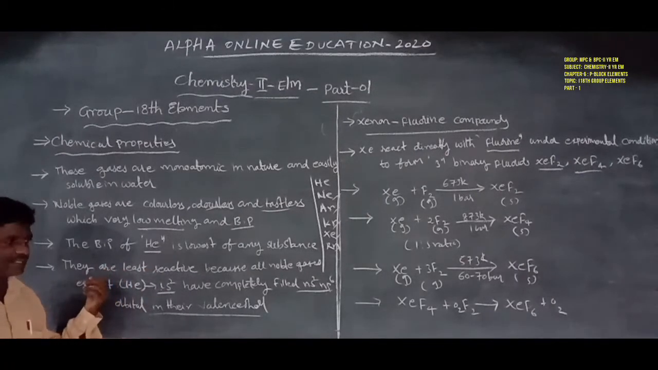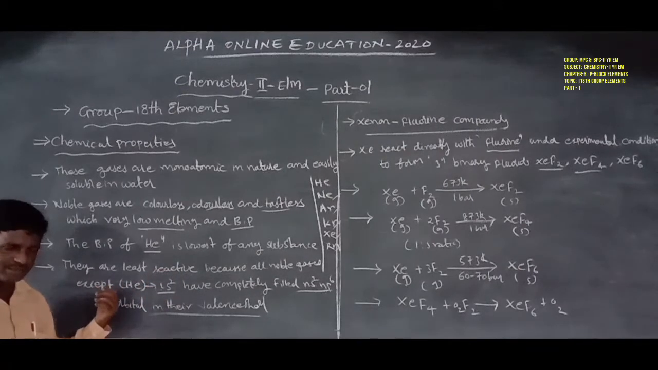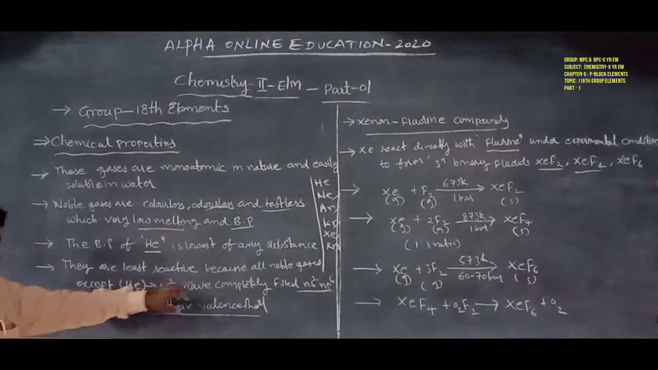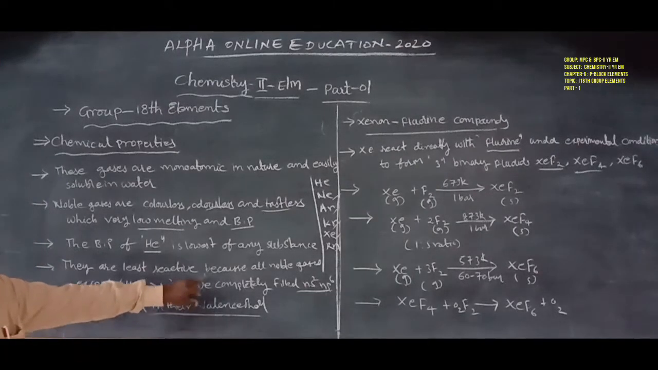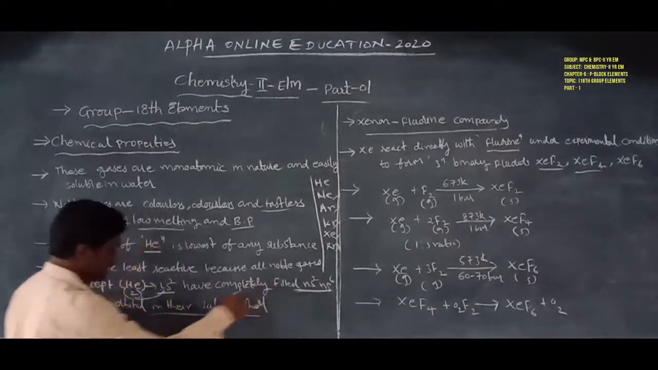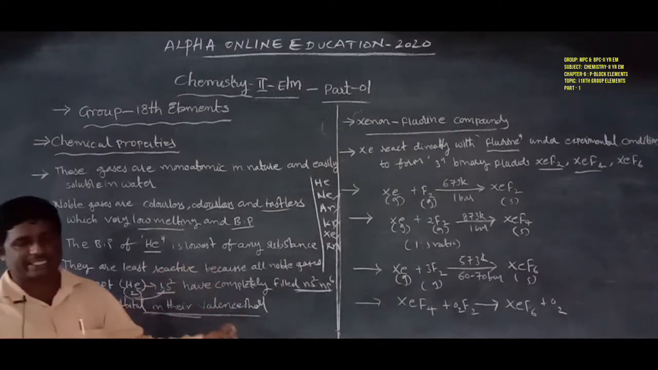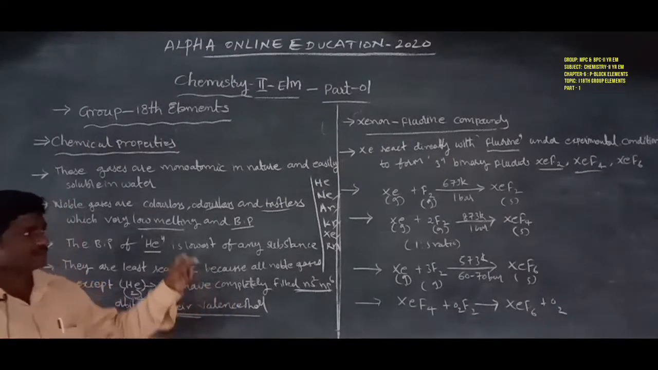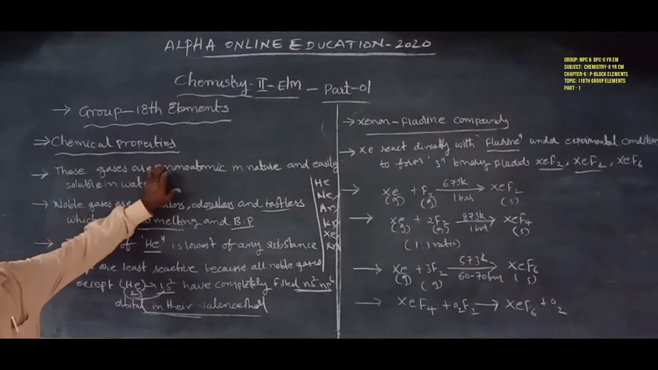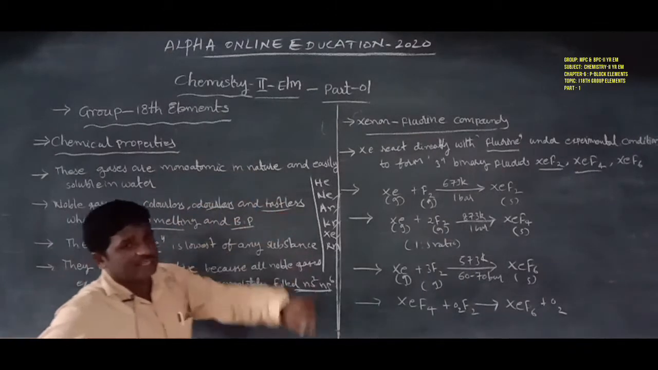All noble gases are least reactive because, except helium with atomic number 2 and 1s2, all the remaining elements have a completely filled ns2 np6 electron configuration in their valence shell. That is the chemical properties of the zero group elements or 18th group elements. Remaining another one, xenon fluorine compounds.